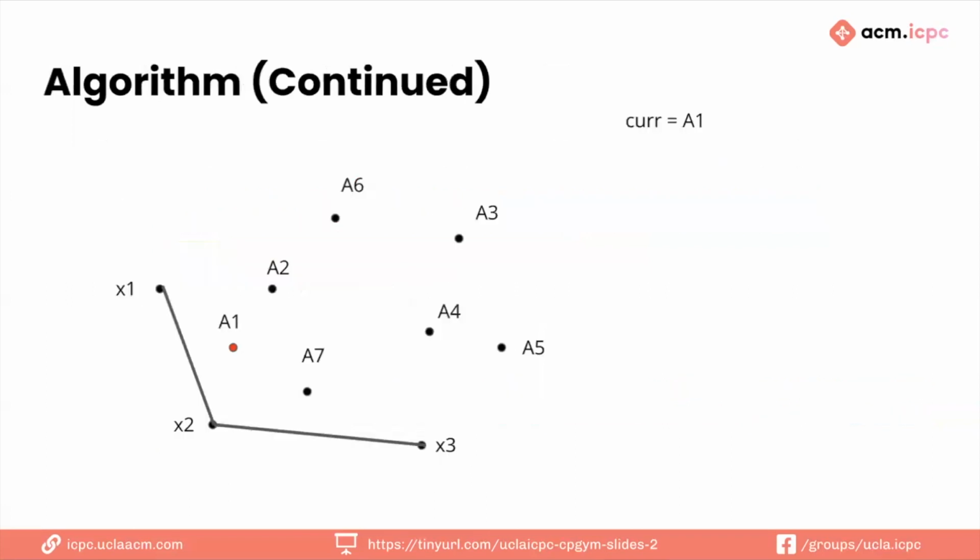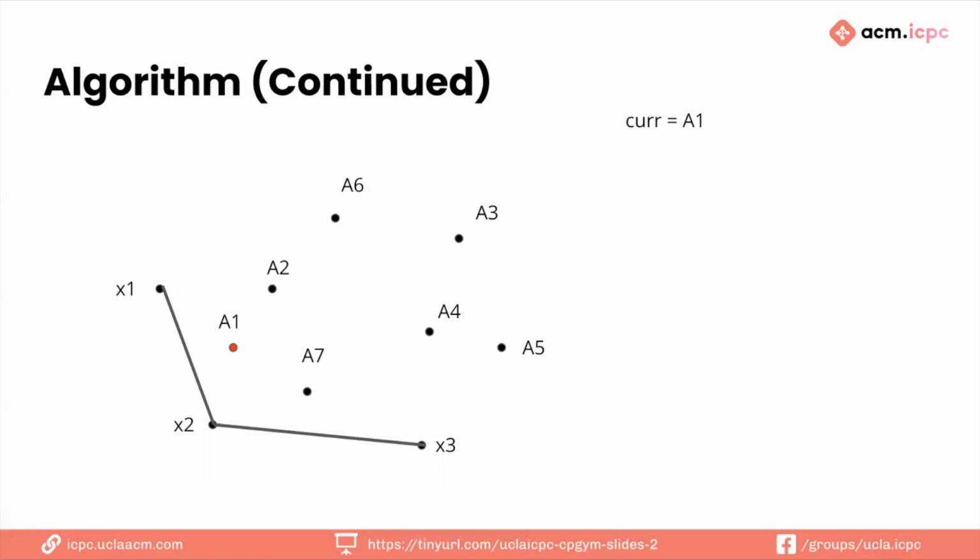So imagine this is the stage of our algorithm. We've already found 3 points of the convex hull, x1, x2, x3, and now we want to find the next point. We know, even just by looking at it, that the next point is going to be A5. So that's what we want to do. Let's say they are ordered in some way, A1, A2, A3, up to A7. There's no particular ordering to the points.